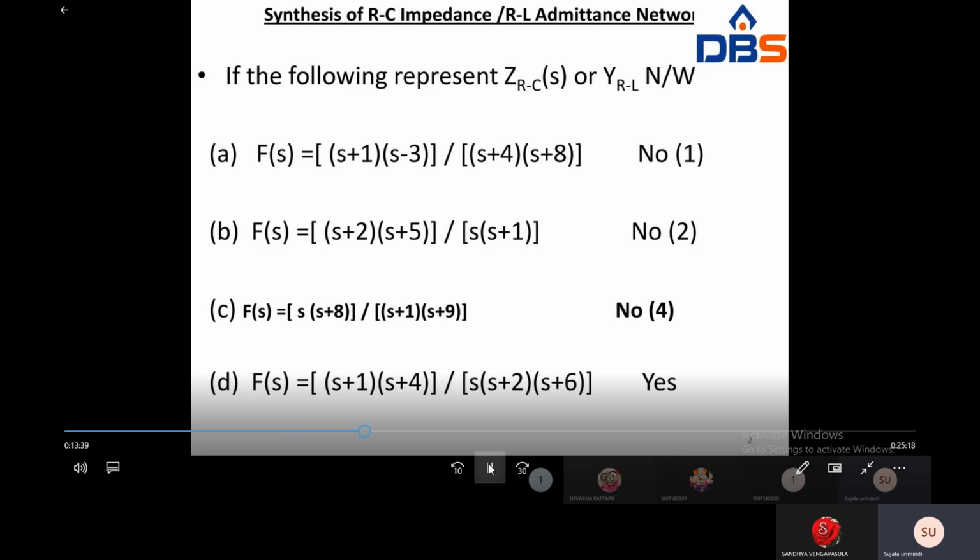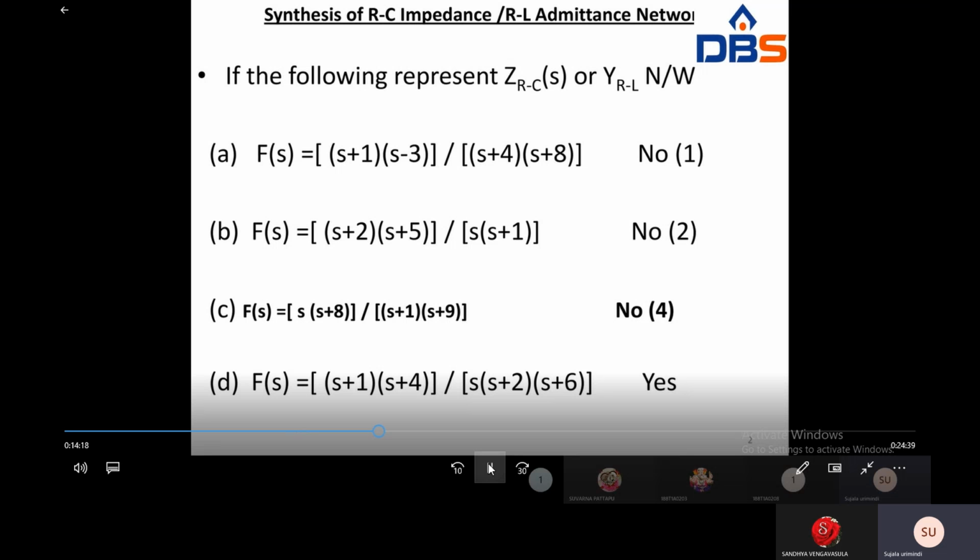Next, the second function: (s+2)(s+5) in the numerator. So the zeros are minus 2, minus 5. And in the denominator, s equal to 0 and s equal to minus 1. So 0 will be a pole, and the other will be at minus 1. So I am telling that one is a pole, next one is a zero, next one is a pole, next one is a zero.